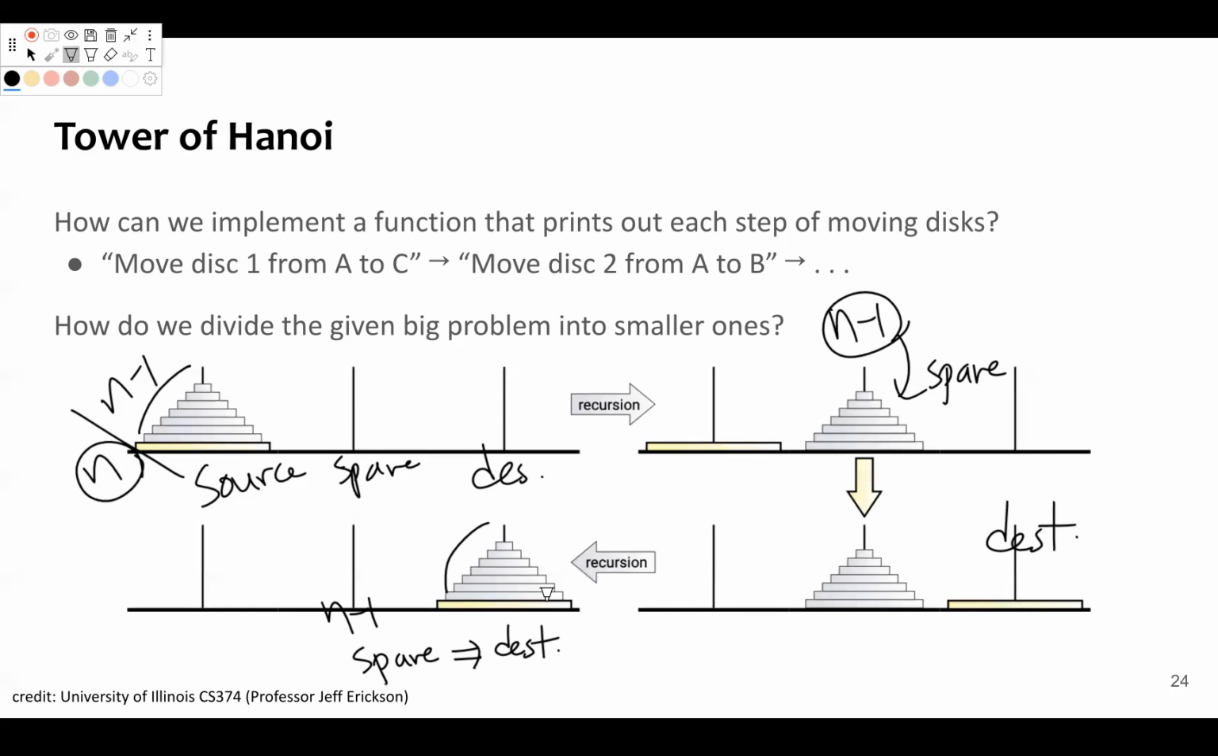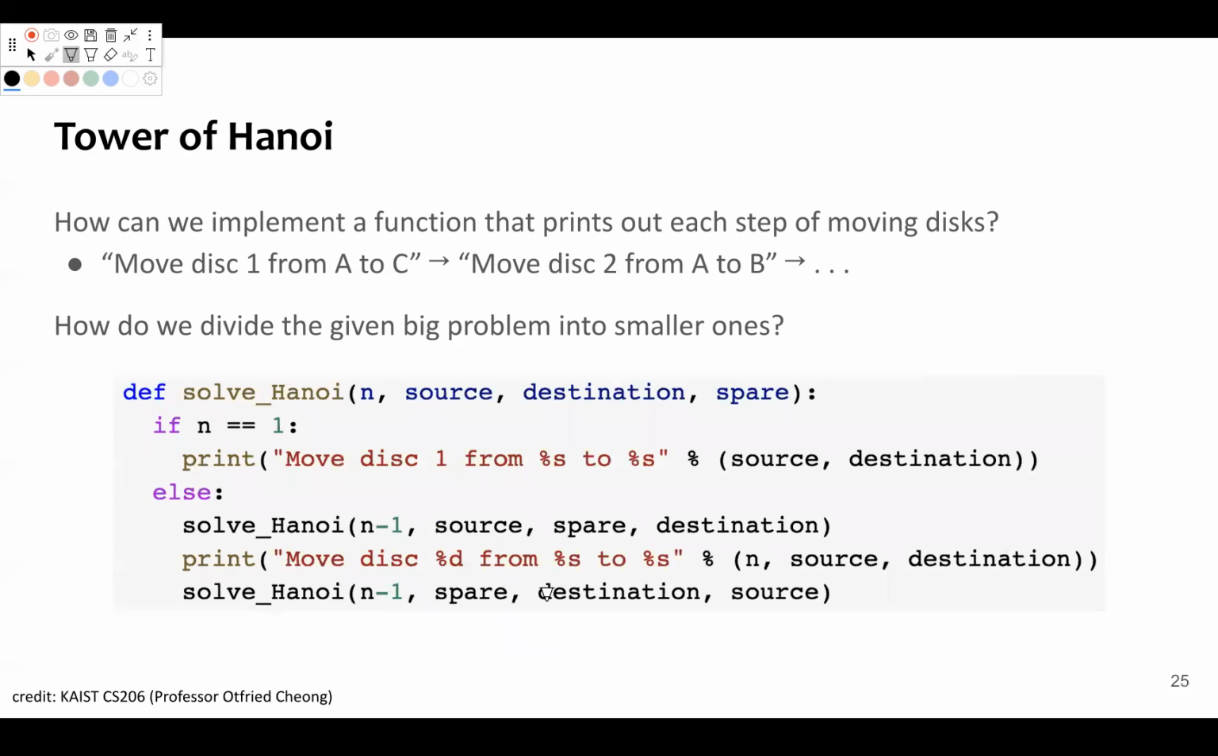And how can you actually implement this function? So this is one way to implement this function. We need to give 3 pole positions: source, destination, and spare. And if n is just 1, we just move disk 1 from source to destination, because this is the smallest one. It can go anywhere. So we just move this disk from source to destination.